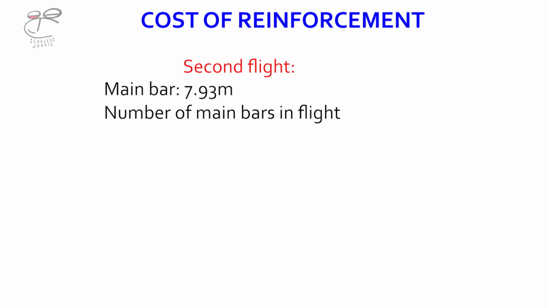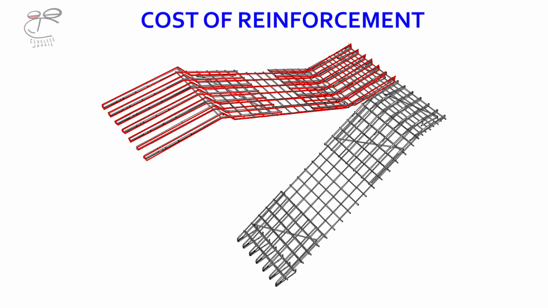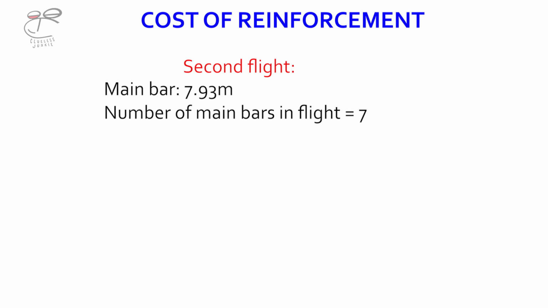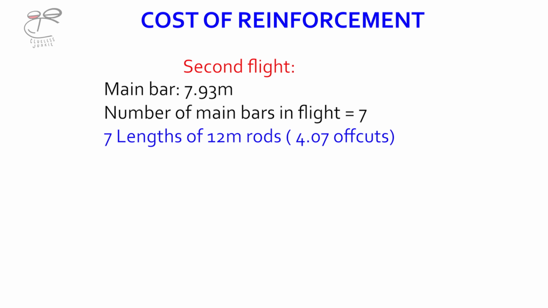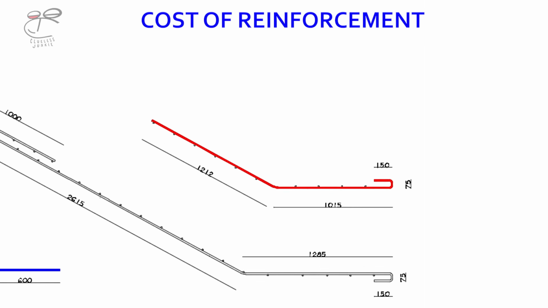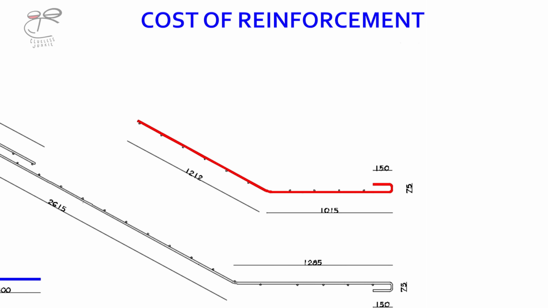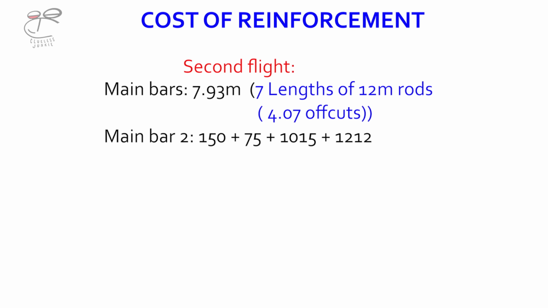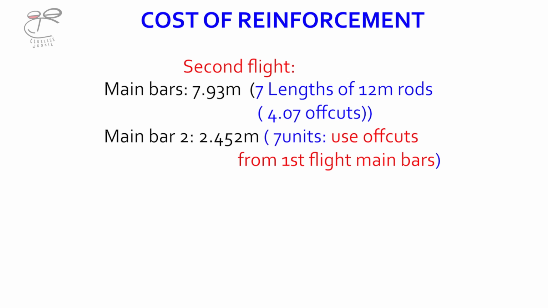What's the number of main bars in the flight? There's about 7 of it, and that means we need 7 lengths of 12 meter rods. It's going to be about 4.07 meter offcuts. So moving on to the other bar, which is also a main bar. Adding those values up, we would get 2.452 meter, 7 units. We use offcuts from first flight main bars.